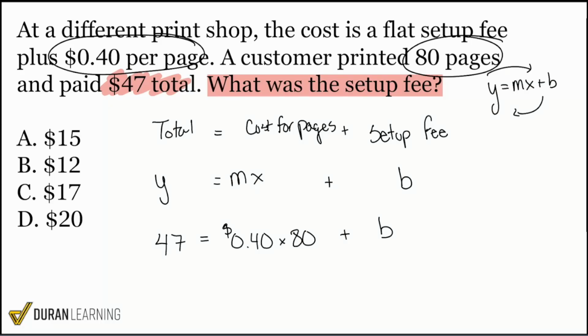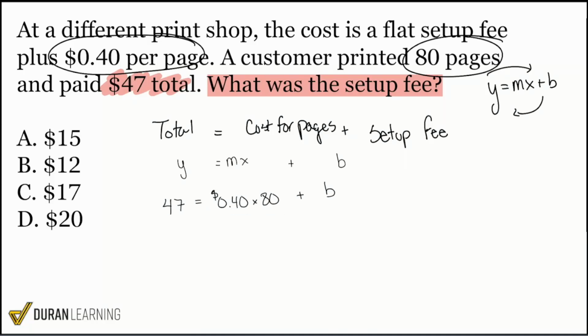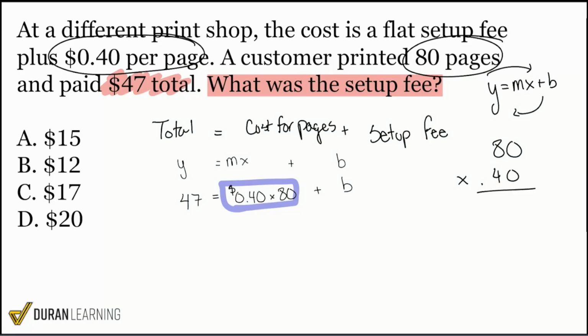Booyah. And what we're going to do next is we are going to solve this equation. So let me just make this a little smaller so we have a little more room. But let's get to work here. First thing we have to do is take the 40 cents multiplied by the 80 pages. So here we go. 80 multiplied by 0.40. 0 times 0, 8 times 0. That was simple enough.